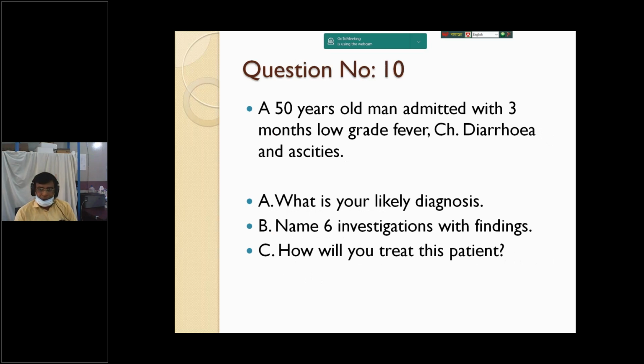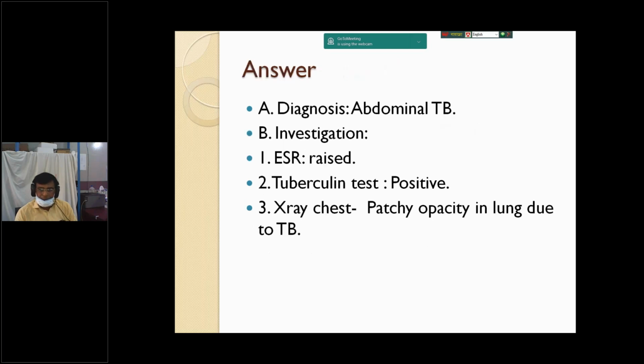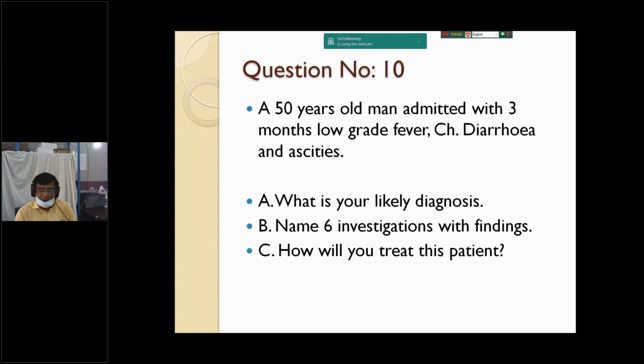Now the last question. A 50-year-old man admitted with 3 months low-grade fever, chronic diarrhea, and ascites. And what is your likely diagnosis? My diagnosis, most likely abdominal TB. And name 6 investigations with findings.